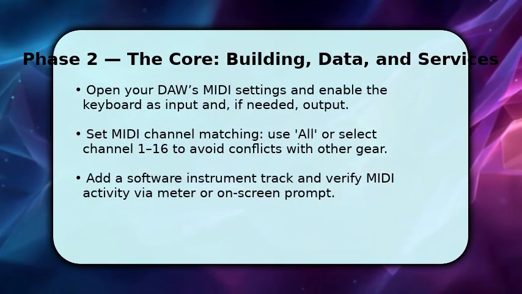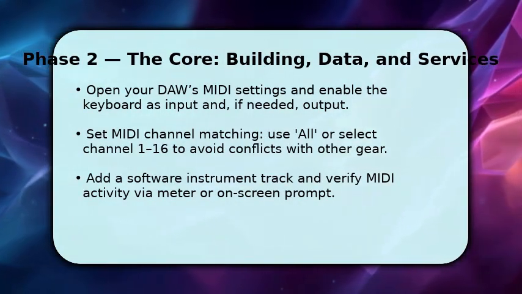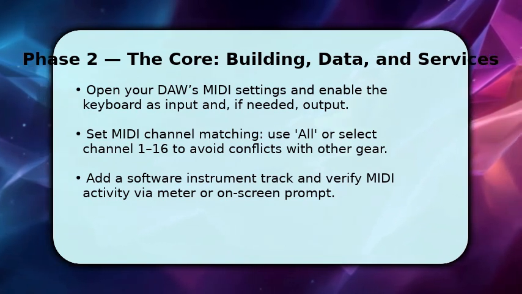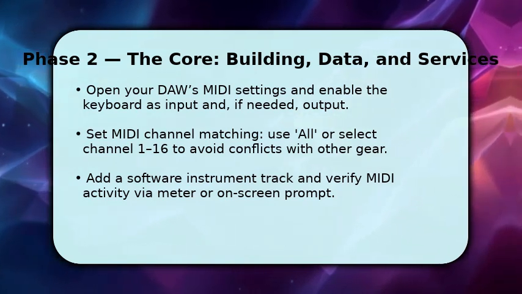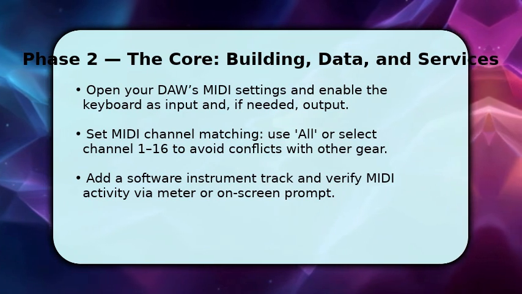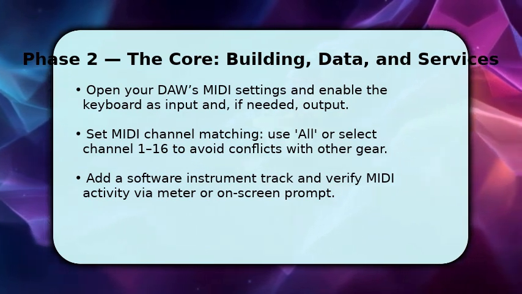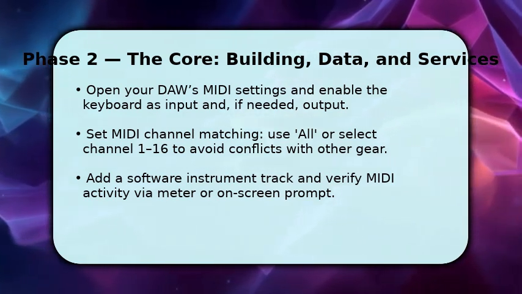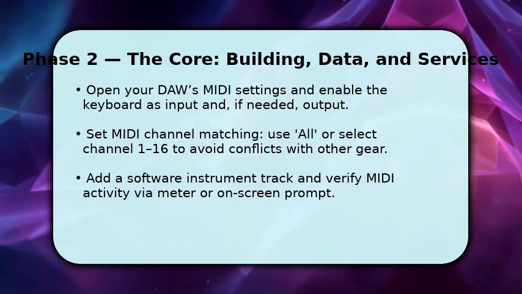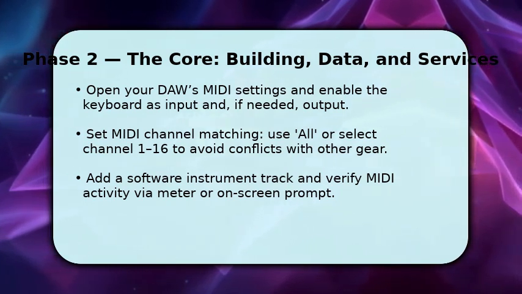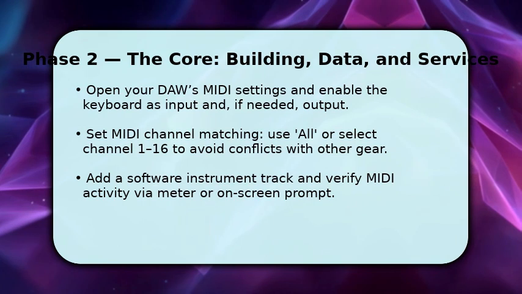Now configure your software so the keyboard controls virtual instruments. Open your DAW's Midi preferences and enable the keyboard as an input device. Enable output only if you need keyboard control messages returned. Make sure the Midi channel matches the instrument. Choose all channels for simple setups or channel 1 to target a single synth.